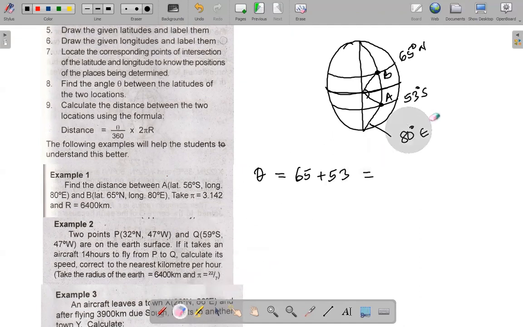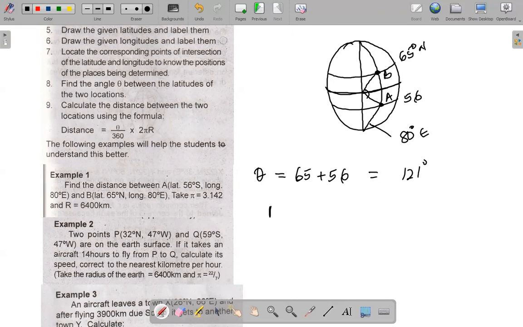I wrote 53 by mistake; it is supposed to be 56. So 65 plus 56. Now 5 plus 6 is 11, write 1 carry 1. 6 plus 5 is 11, plus 1 is 12. So the angular distance between them is 121. Theta is 121.